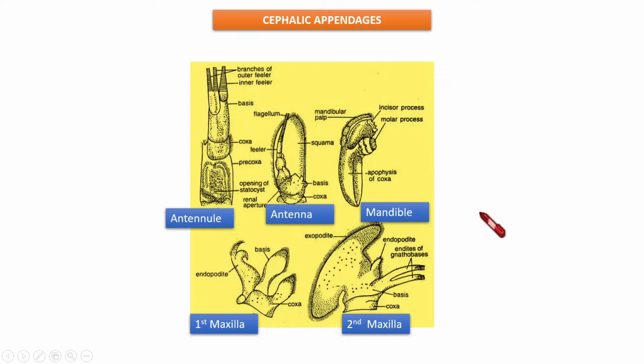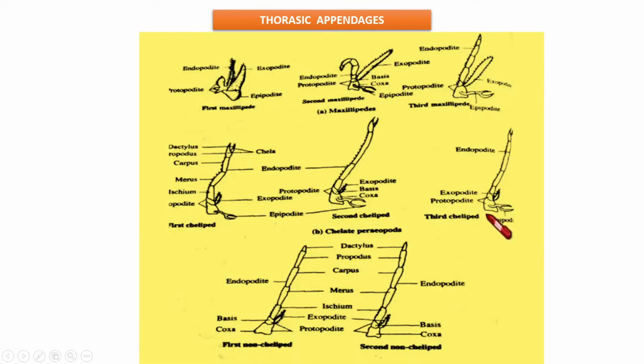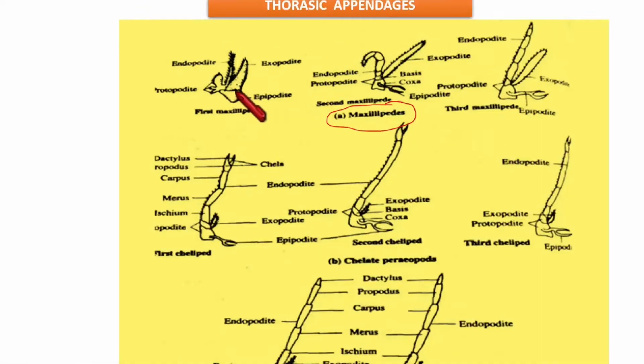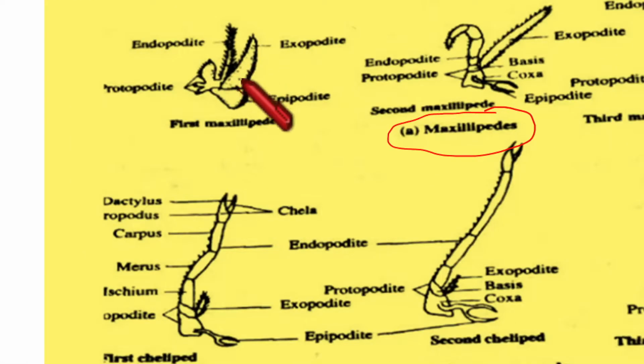Next, we are going to see the thoracic appendages. So, these are the thoracic appendages. Among the thoracic appendages, the first 3 are maxillipeds. They are serially named as first maxilliped, second maxilliped, and third maxilliped. All these maxillipeds somewhat look like a leaf, especially in the case of the first maxilliped. It looks somewhat leaf-like, and flat also.